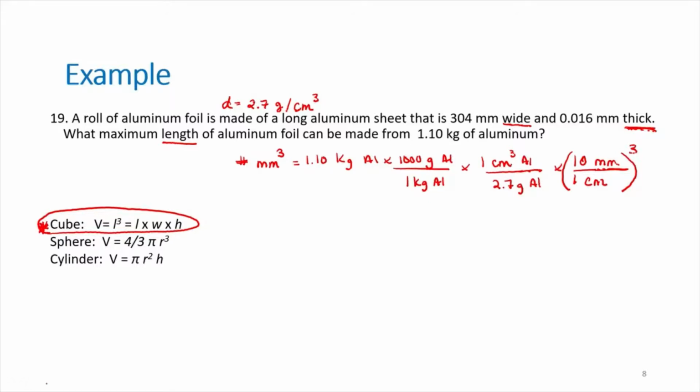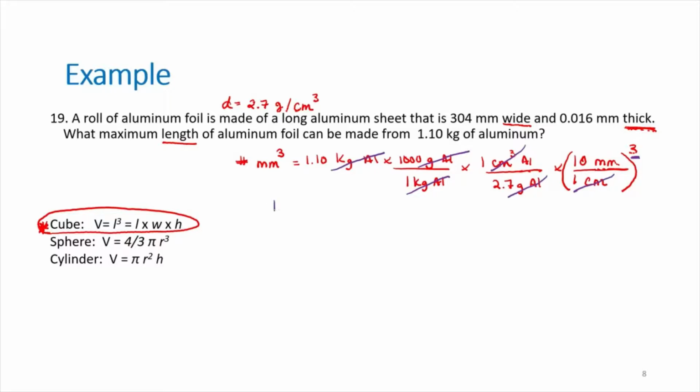Now check it and make sure that all of your things are canceling. That should be kilograms of aluminum, canceled. Grams of aluminum, canceling with grams of aluminum. Centimeters cubed, centimeters cubed. Everything's canceling, we're going to get millimeters cubed. Be careful when you enter this in your calculator as well.